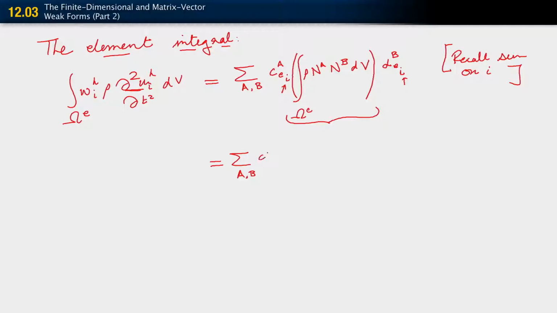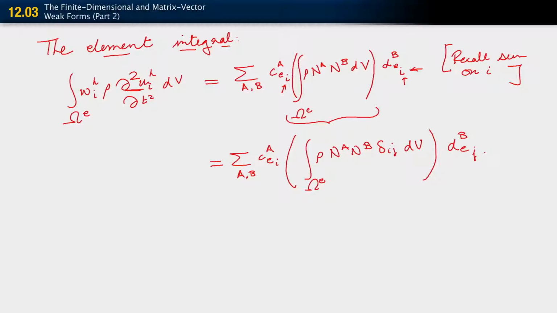And what that does is lets us write this thing out as sum over a comma b, c a e I, integral over omega e rho N A N B dV. But now I'm going to slip in here a Kronecker delta. Just allow me to do this and I'll show you why. Since I've slipped in that Kronecker delta and given it indices ij, I'm going to turn the d B E I from the previous line into d B E J.